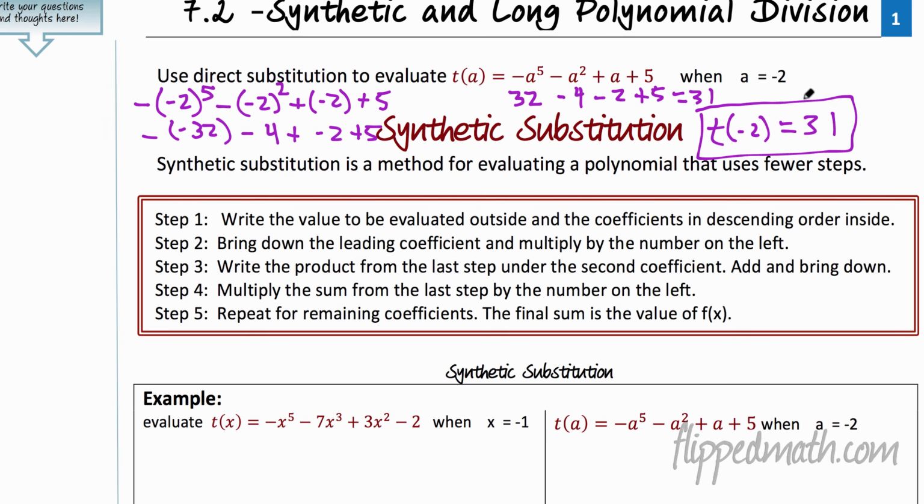Okay, so now I'm going to talk through the steps of synthetic substitution. This is a different way to substitute, and you know what? Sometimes it's a lot faster, sometimes not. Sometimes it's a lot faster, though.